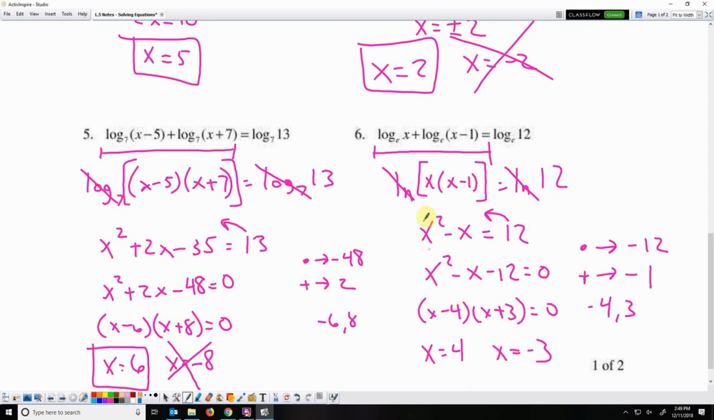So if I plug in a 4, I get a 4 and a 3 for my arguments. Those are both positive. If I plug in a negative 3, it looks like I'm going to have two negative arguments. Negative 3 and negative 4 will be my arguments. So I have to cross out that solution.